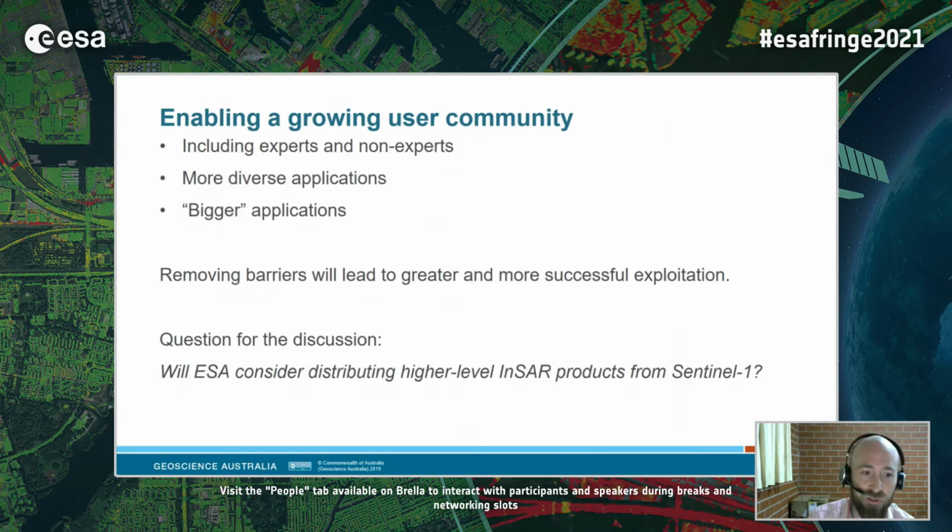I'd like to re-ask ESA whether they'll consider distributing higher level InSAR products from Sentinel-1. So what I'm talking about is things like interferograms, interferometric coherence, as well as what they already deliver as GRD and SLC products. I think this isn't a new question for ESA, and in the past, it's been somewhat impractical to do those things, but I think it's worth asking that again.